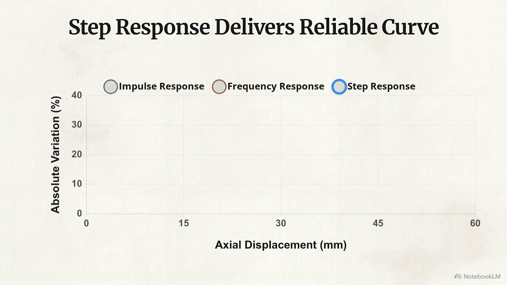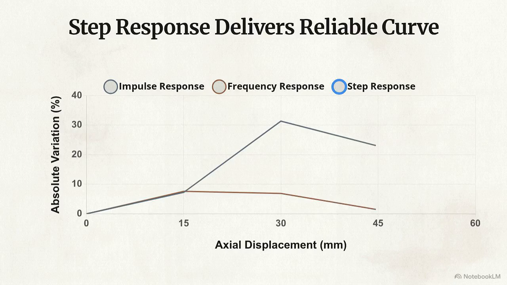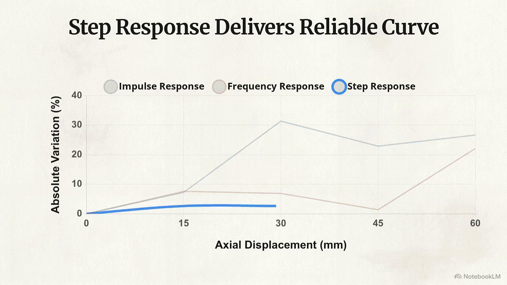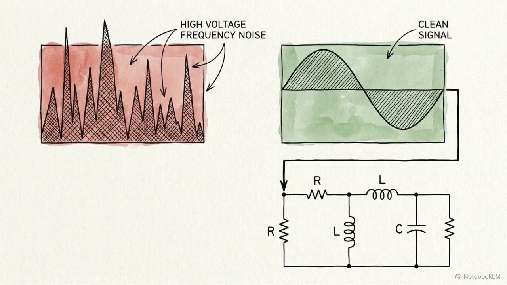A robust online diagnostic monitoring system cannot function on guesswork. It requires data that plots logically. Plotting the frequency and impulse response data streams results in unpredictable zigzags. The values jump up and down, completely divorced from the physical reality of the shifting coils. Plotting the step response data stream, however, draws a clean, continuous upward curve. Frequency and impulse analysis offer impressive, highly sensitive data points. But only the step response translates physical reality into reliable algorithmic logic.